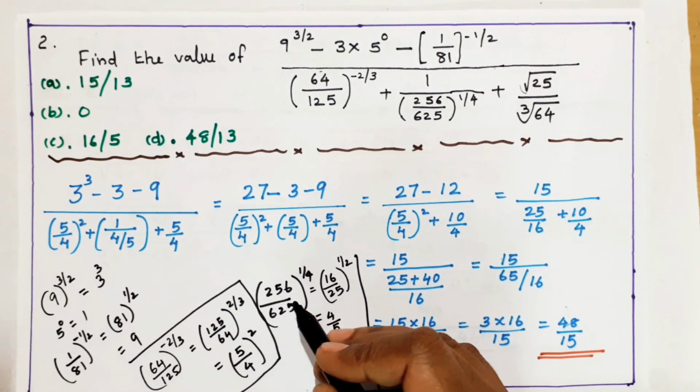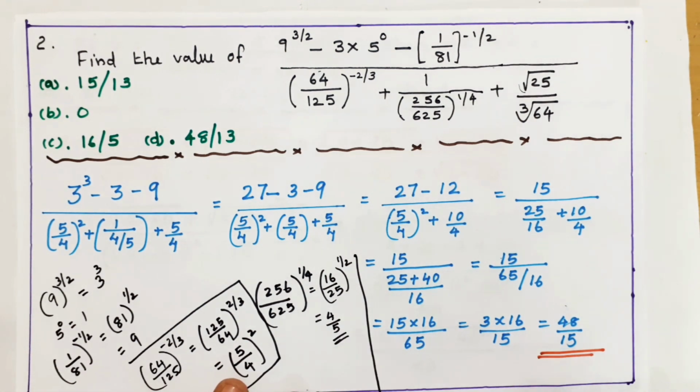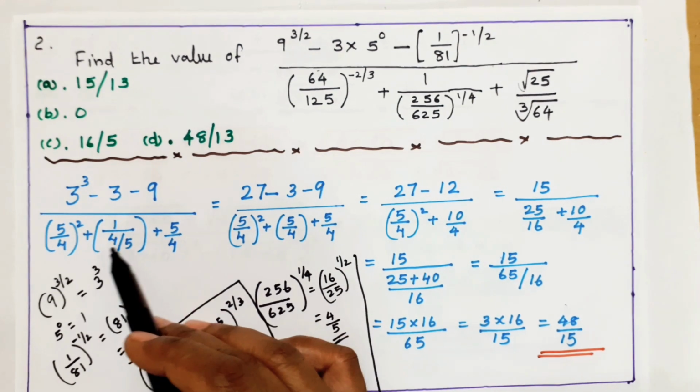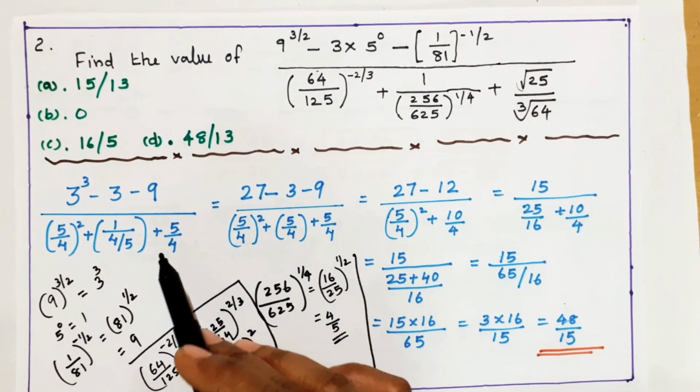Raised to 1 by 4 means I can write it as raised to 1 by 2 into 1 by 2. So 256 raised to 1 by 2 means 16, because 16 squared is 256. 625 raised to 1 by 2 is 25. Again one more raised to 1 by 2, that means again you should take the root, that is 4 by 5. 1 by 4 by 5. Root 25 is 5. Cube root of 64 is 4.